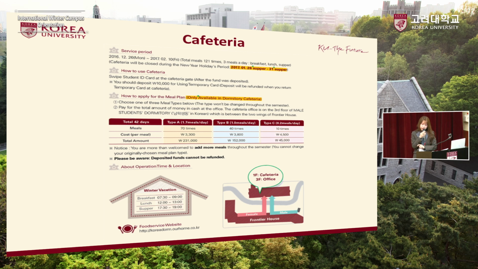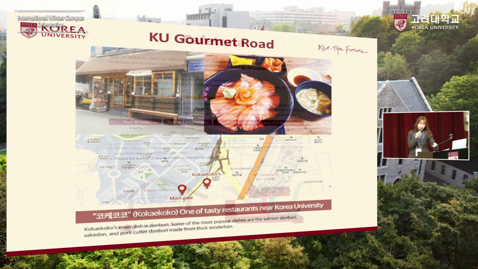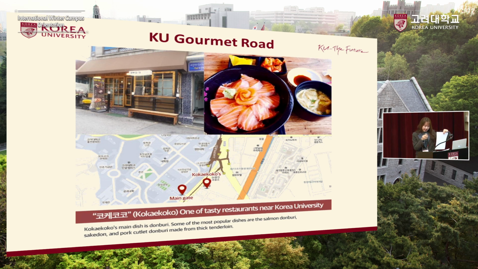And cafeteria near your dorm is open during the IWC period, and you can find detailed information on the student guide, page 16 also. Right? And besides cafeteria, there are lots of decent restaurants around the campus. Each meal will cost you about less than $10 in USD, so it's not that expensive. Here I suggest you some famous ones.